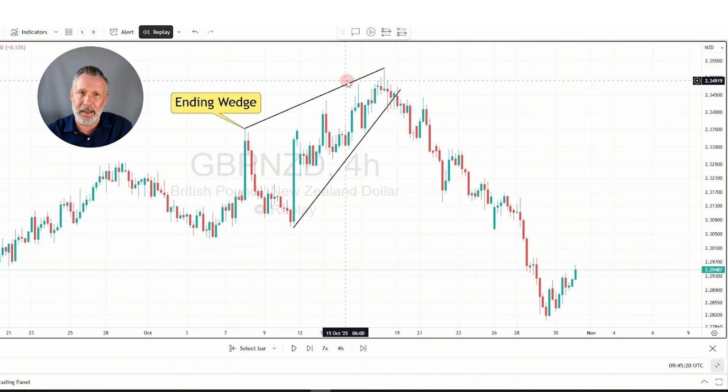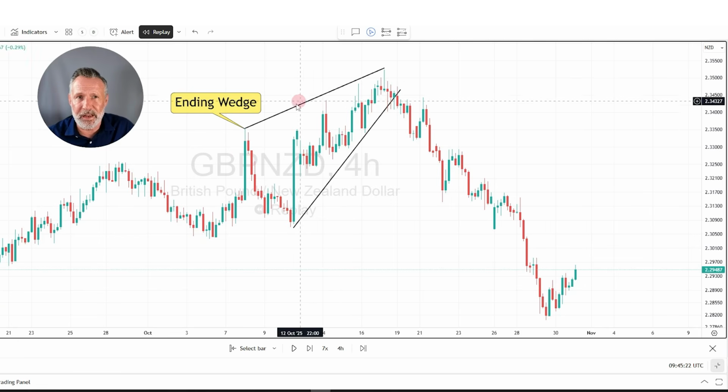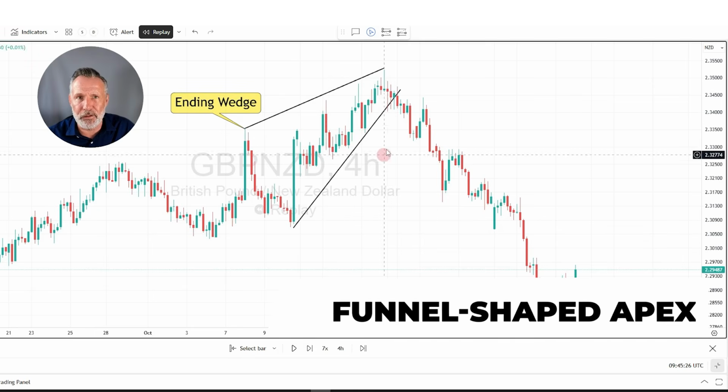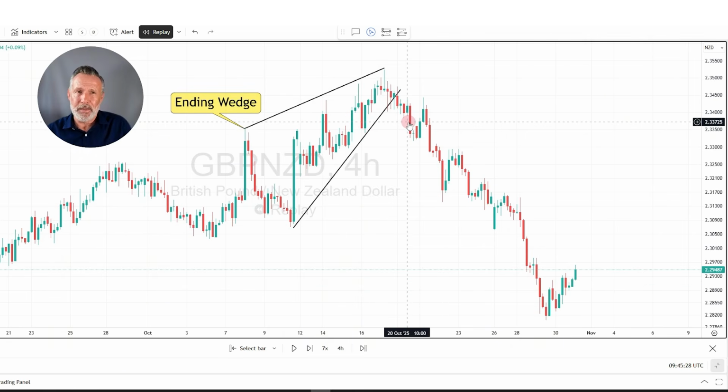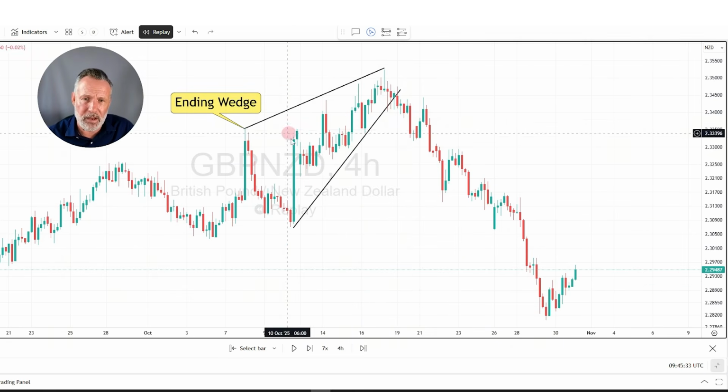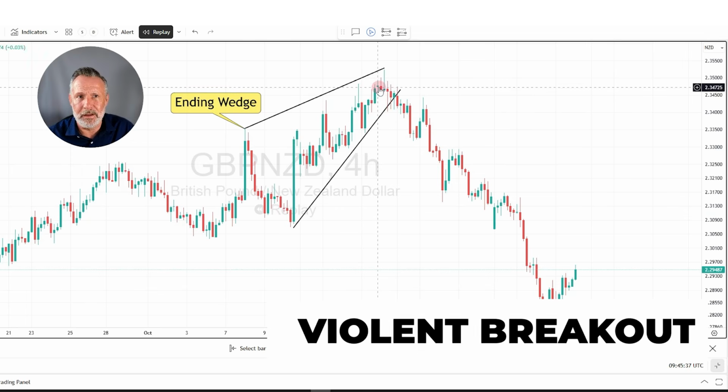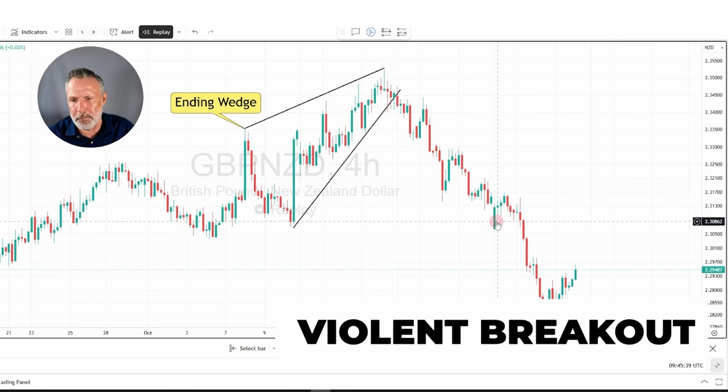The key aspect is convergence. This is when the swings contract, making a funnel-shaped apex. As price stays within this pattern, the swings become smaller, momentum wanes, and it gets ready for a violent breakout.